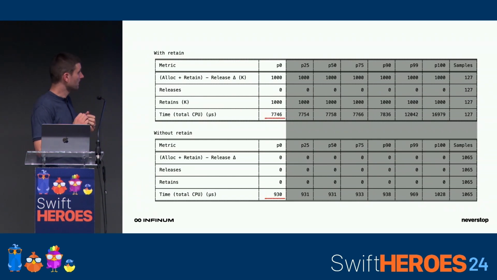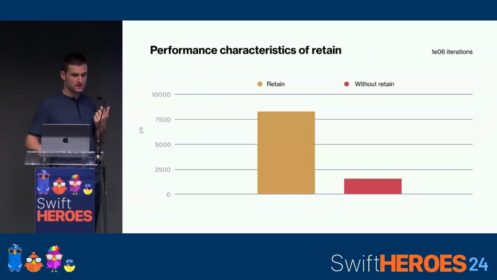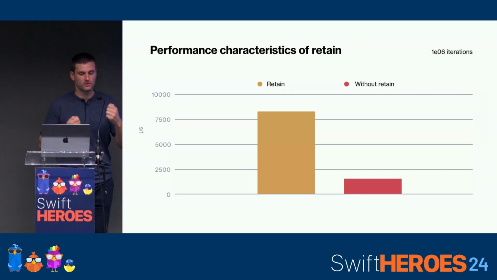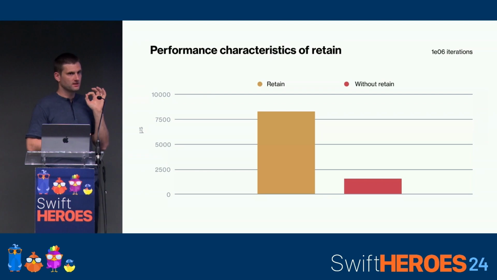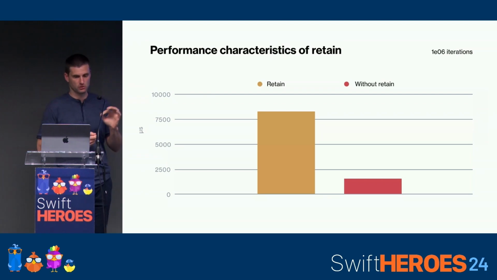But a more important metric in this case is the CPU time. So you can see a way bigger difference for the call with retain. And if you visualize this in this way, you can see that this is an 8 times difference, 8 times improvement for the code that calls the function without retain compared to code that calls the function with retain. And keep in mind, this is only for retain. Usually when you retain something, you need to release it as well. So this impact would be even bigger.